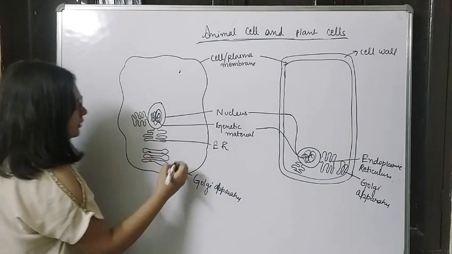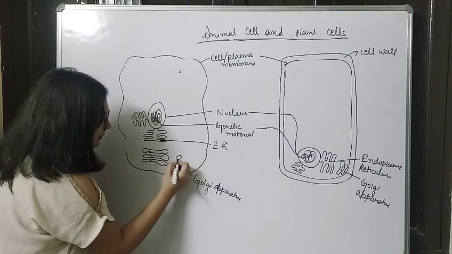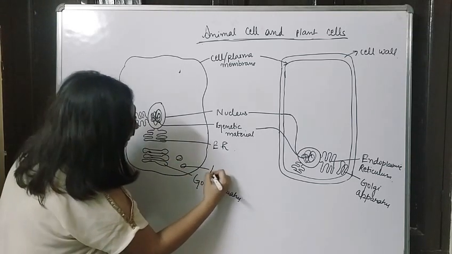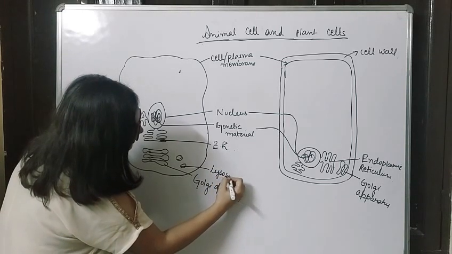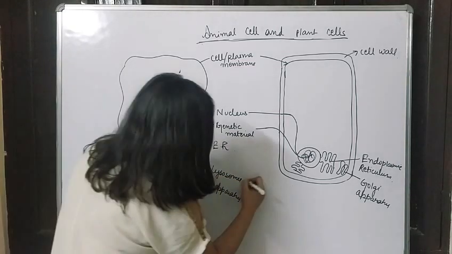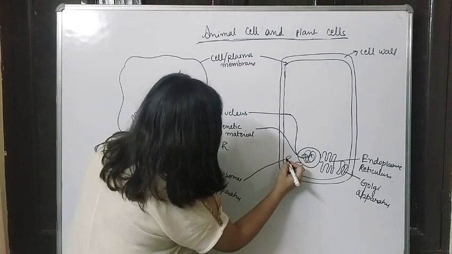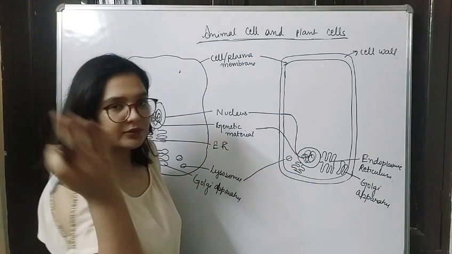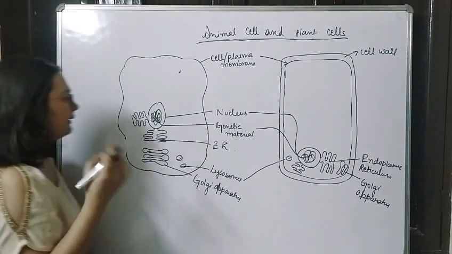Apparatus, fine. Now a vessel, like you have seen a bowl. So similarly a bowl like structure you have to make, and these bowls are your lysosomes. Here also I'm going to make a bowl like structure, just like a katori that you have at your home, so you can make it like that. Fine.